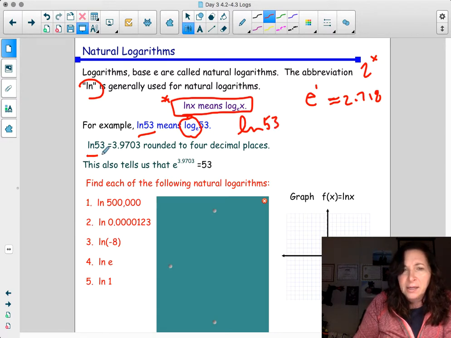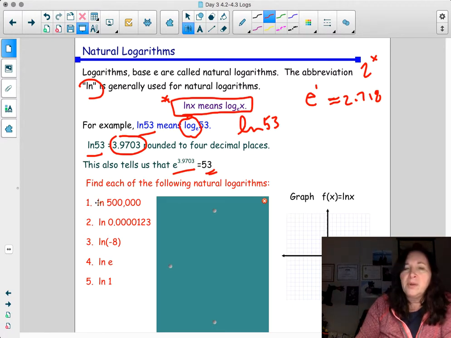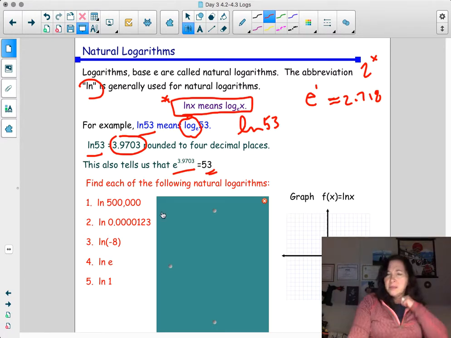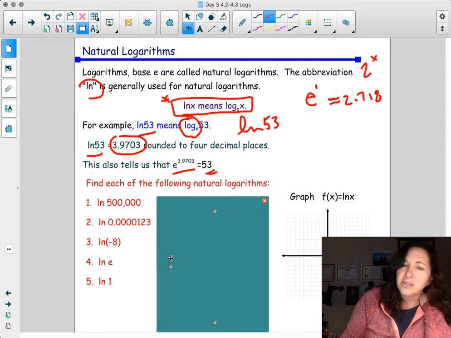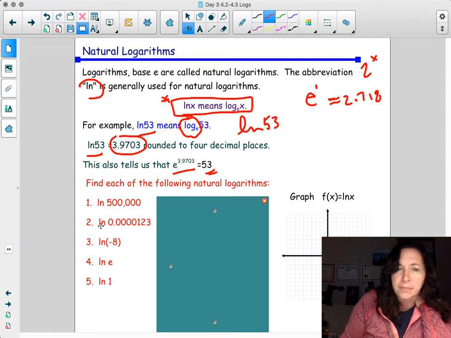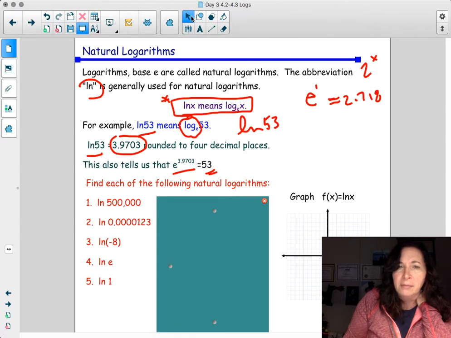Similarly, if ln of 53 is equal to 3.9, then e to the 3.9 power is equal to 53. These problems are basically meant to practice typing these in your calculator. So you should take some time and make sure that you can type these in your calculator. Some of these might throw you off a little bit.